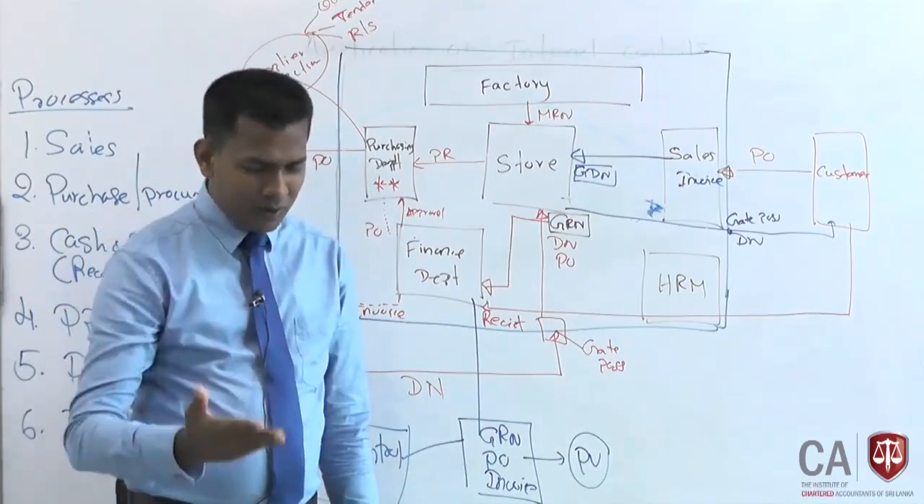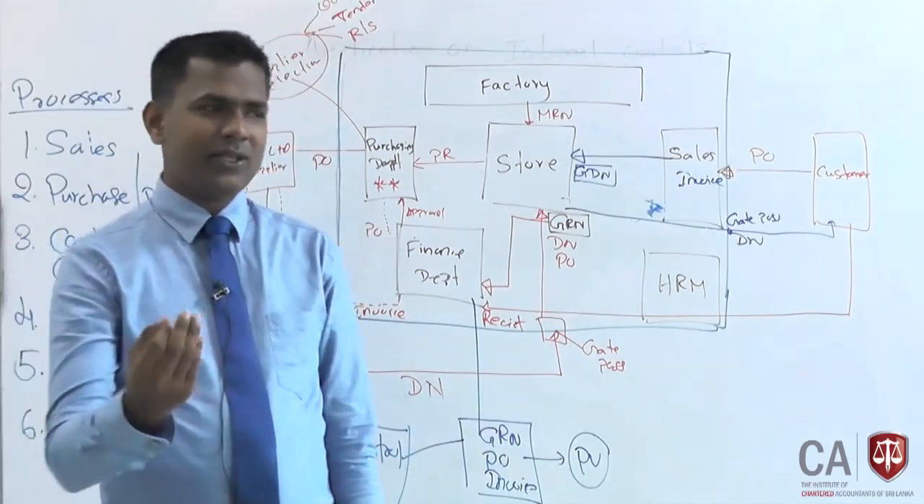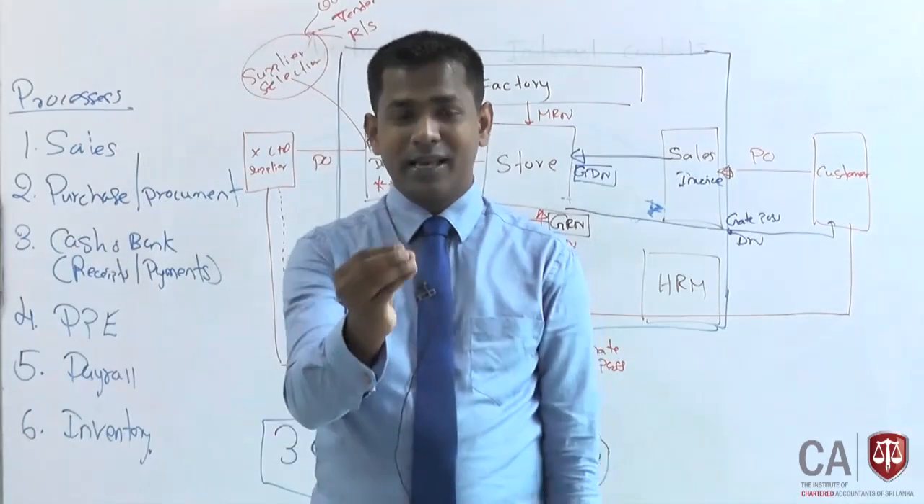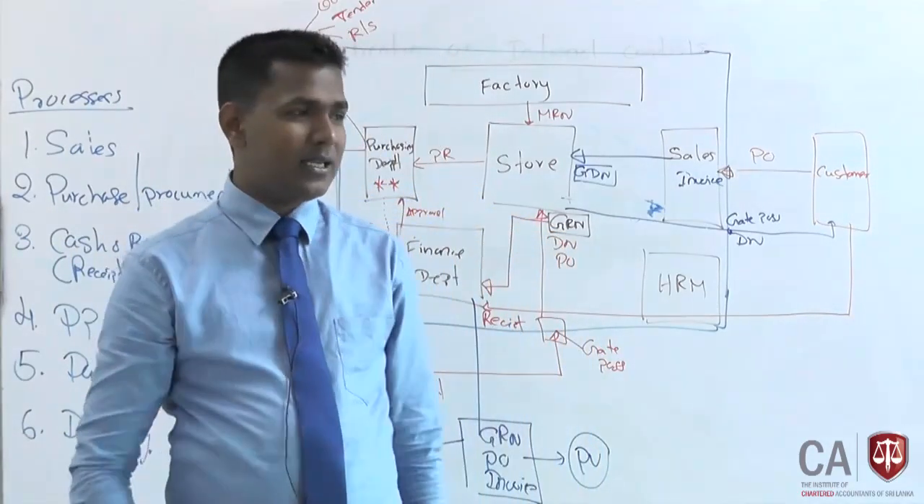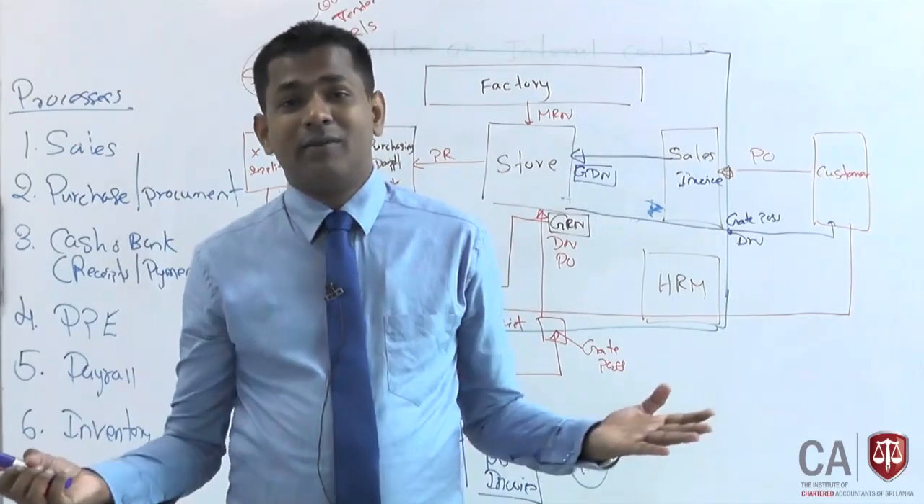Just imagine you are working in an organization. Say you are working in an audit firm, and your salary is, say, 10,000, as just an audit associate. But 10,000 is like a 1 million for you.